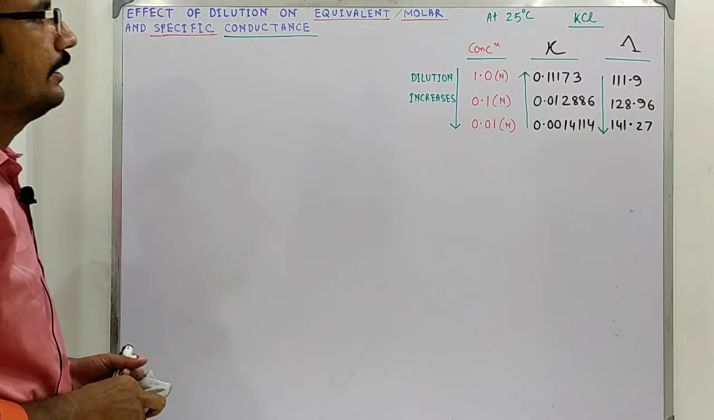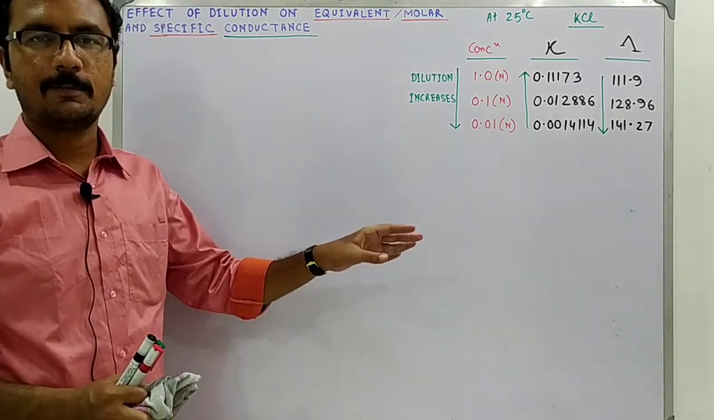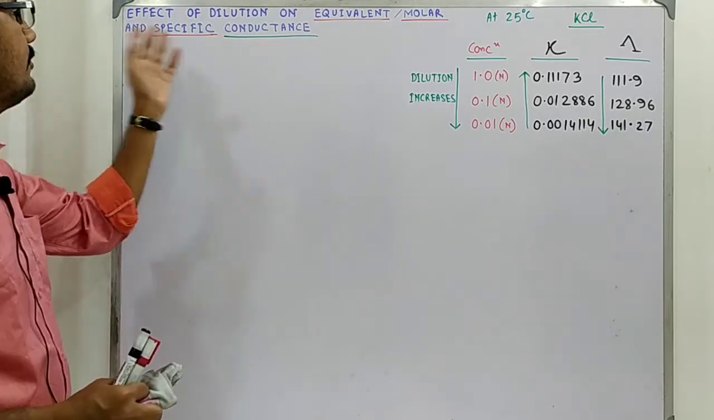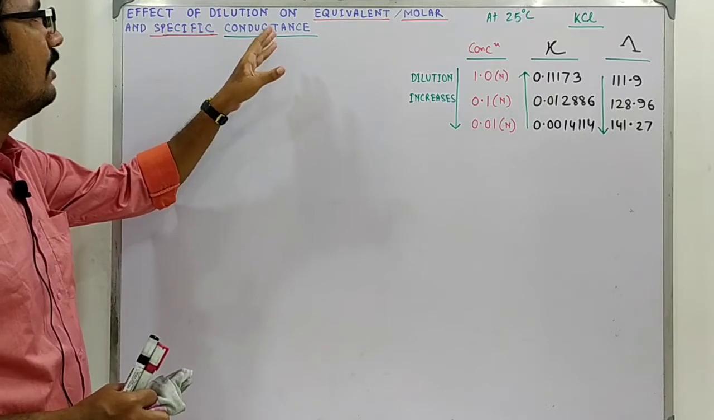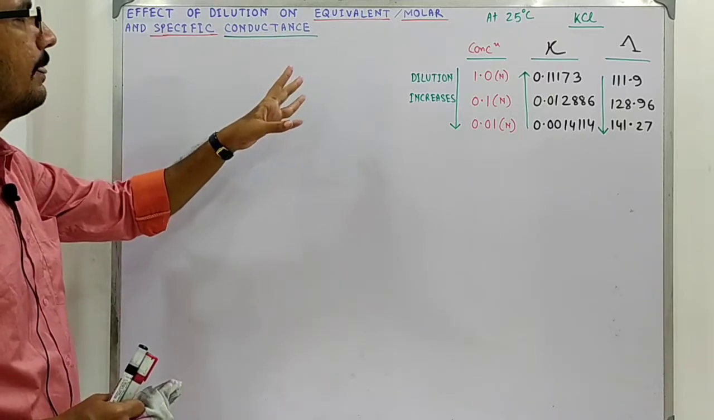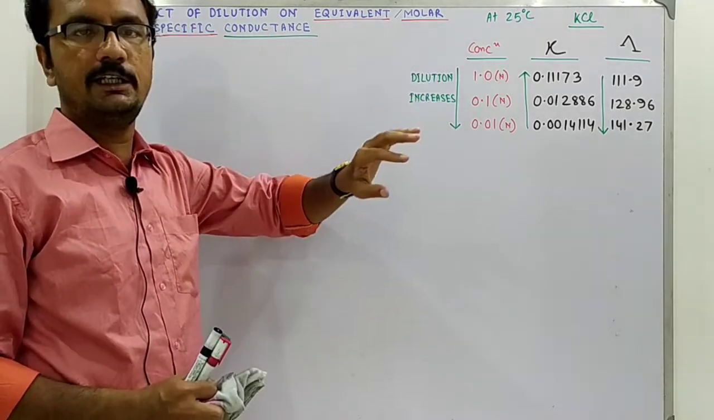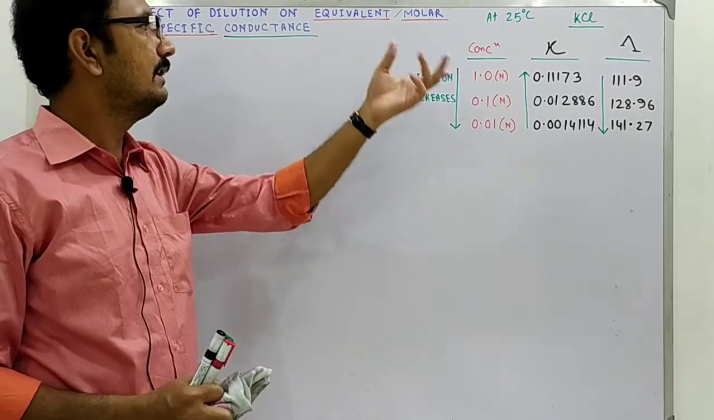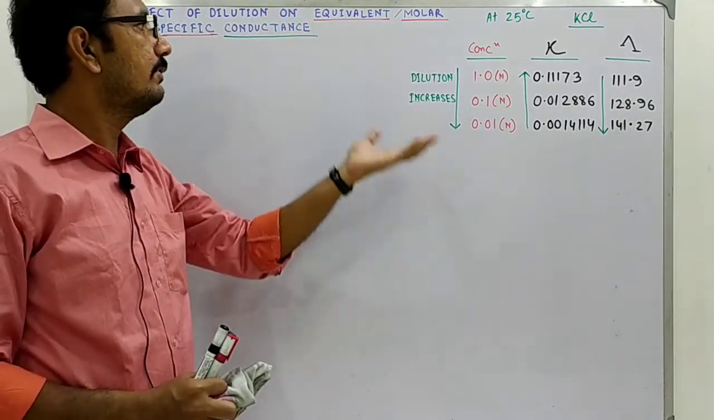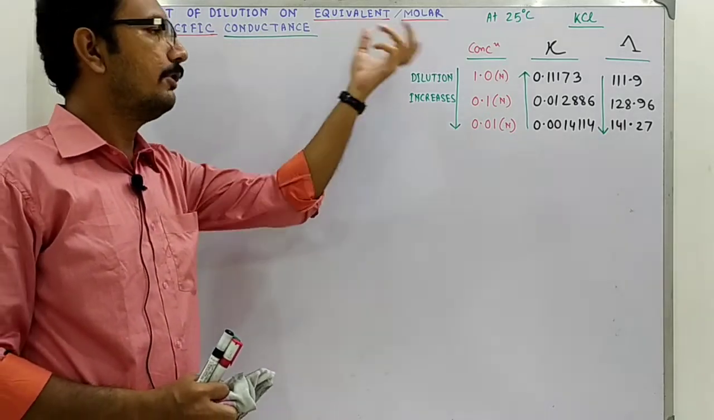Now, I am starting today's topic. Today's topic is the effect of dilution on equivalent and specific conductance. The effect of dilution on equivalent conductance and molar conductance will be exactly similar. So, I will explain the equivalent conductance only, and that explanation will also work for molar conductance.